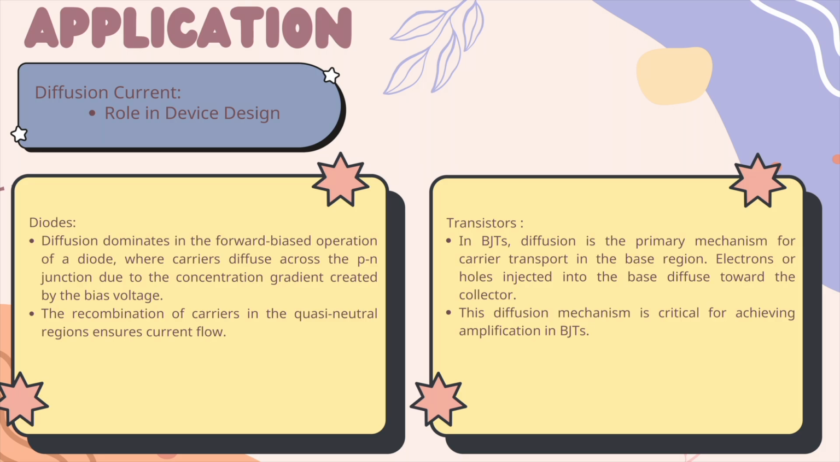Application for diffusion current. Diodes. Diffusion dominates in the forward bias operation of a diode, where carriers diffuse across the p-n junction due to the concentration gradient created by the bias voltage. The recombination of the carriers in the quasi-neutral regions ensures current flow. Transistors. In BJTs, diffusion is the primary mechanism for carrier transport in the base region. Electrons or holes injected into the base diffuse toward the collector. This diffusion mechanism is critical for achieving amplification in BJTs.